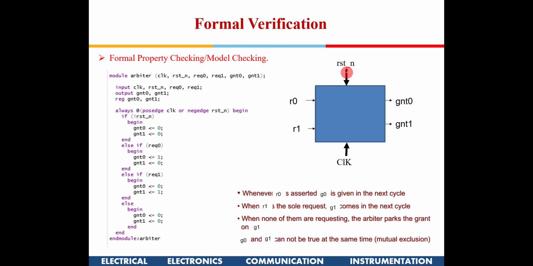When the reset goes, it is reset dash n. So if the reset is 0, then both of them will be 0. The dash n indicates that it is negative logic. When the reset is 1, then depending on the request, two guys are asking for service, so two interrupt signals are coming. One of them will be granted, that is, go high.